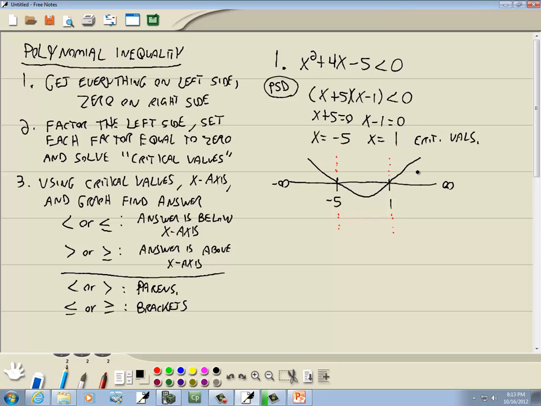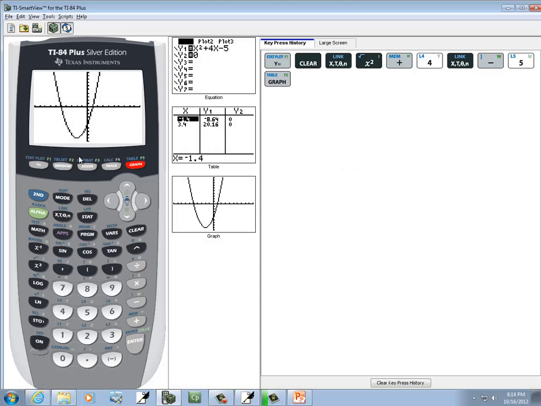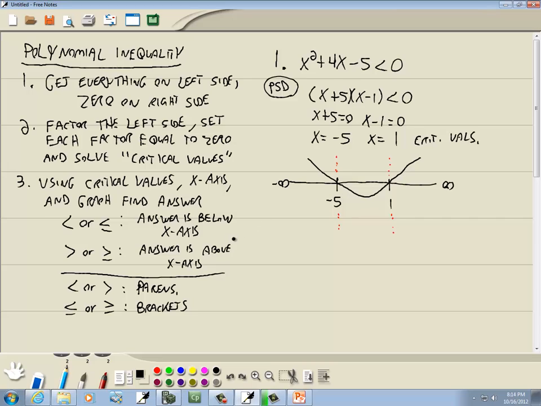Now, don't put any kind of effort into making this look nice. That's not the goal of this. The goal of this is to just see where your graph is above and below, which we'll see here in a minute.